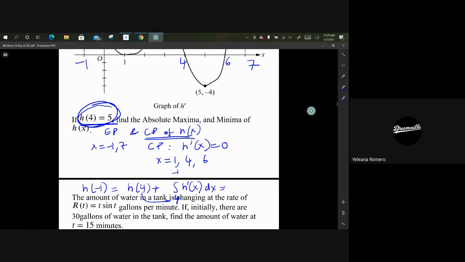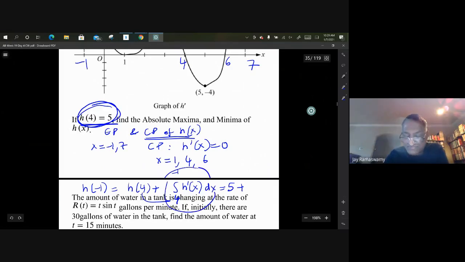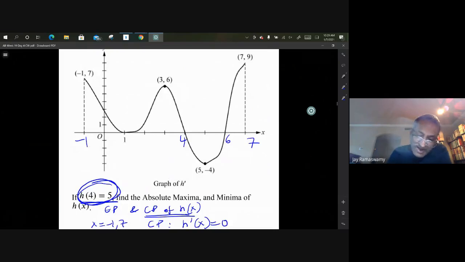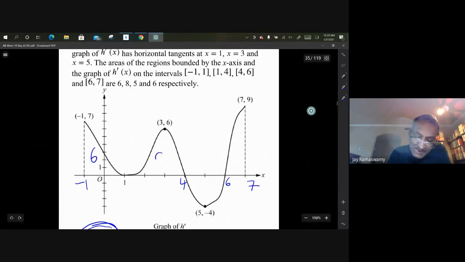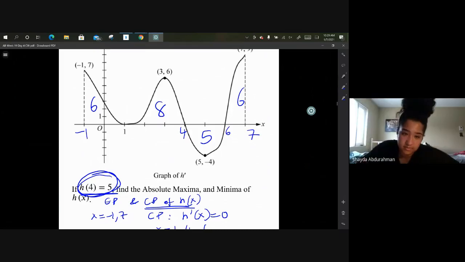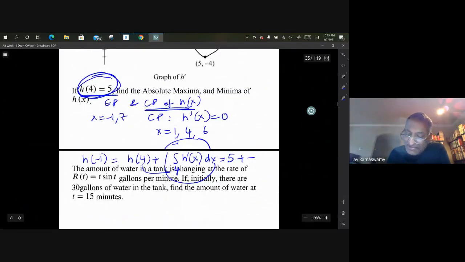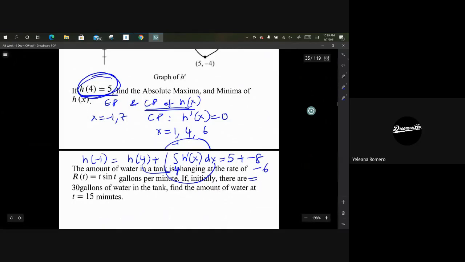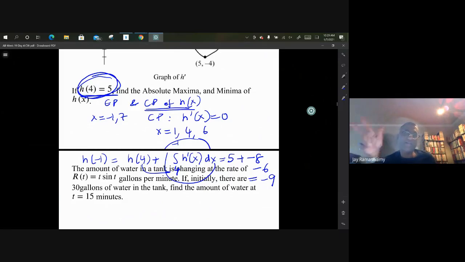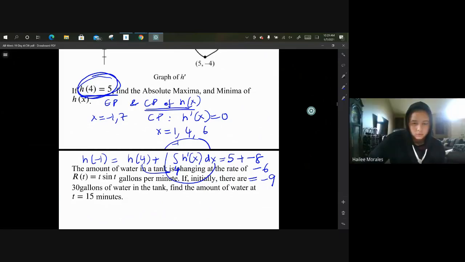5. 5 plus, and for this guy, are we basically finding the area? Are we going right to left or left to right? Right to left. We want the area from 4 to -1. Again, if I remember right, this guy is 6, 8, 5, 6. So what am I writing in my notebook? -8 and -6, which is what? -9. Can we evaluate all the others the same way and find a conclusion? Yes.